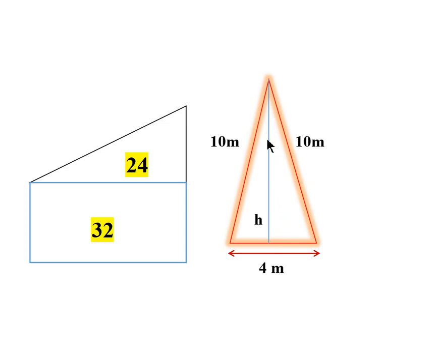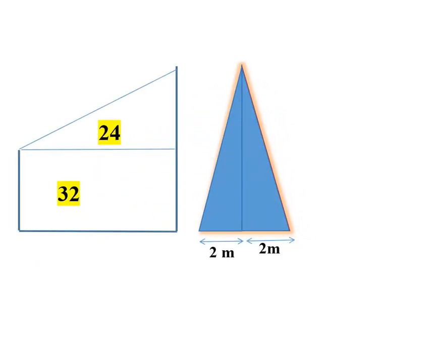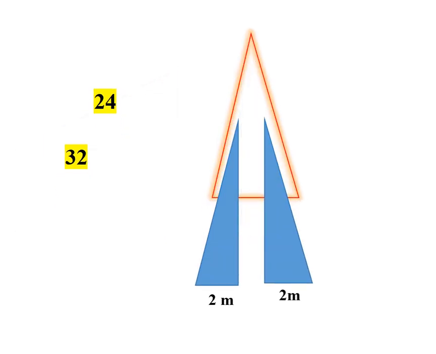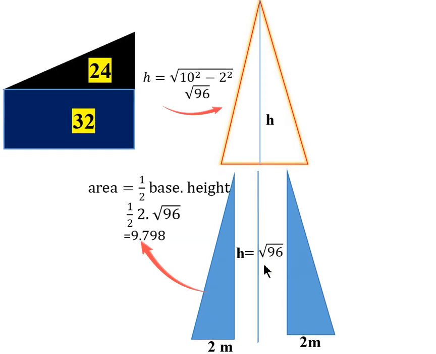As we split this triangle, each of the triangle base is 2 meter each, and of course the height is h, and height will be the common height for both the triangles. Now calculate the height of the triangle.